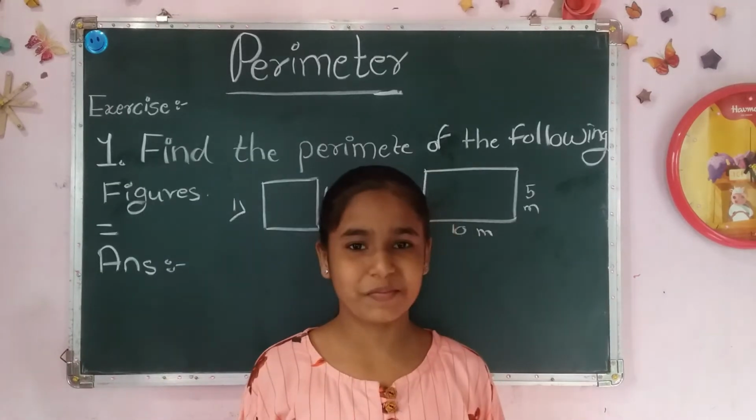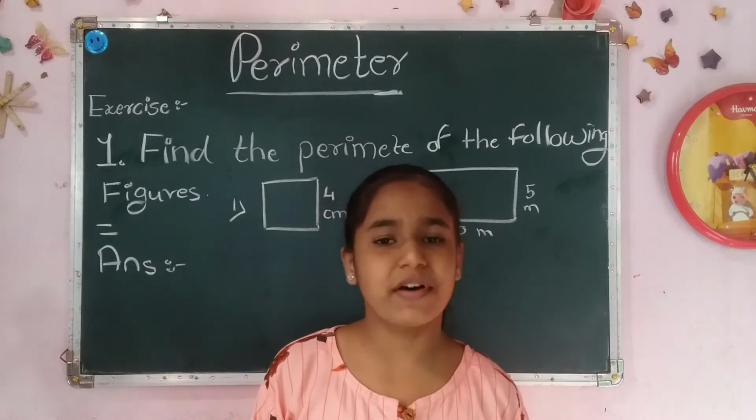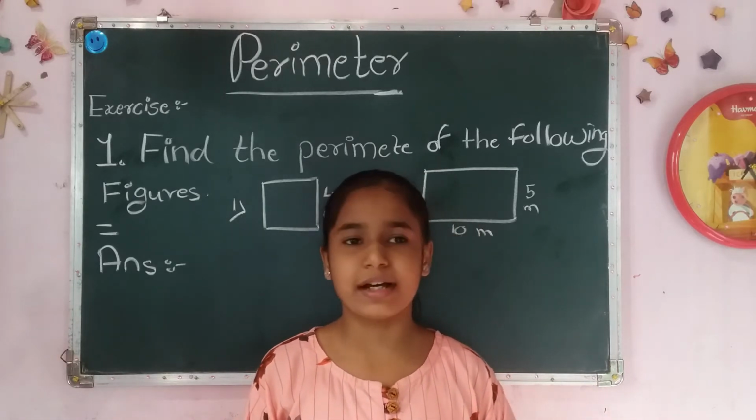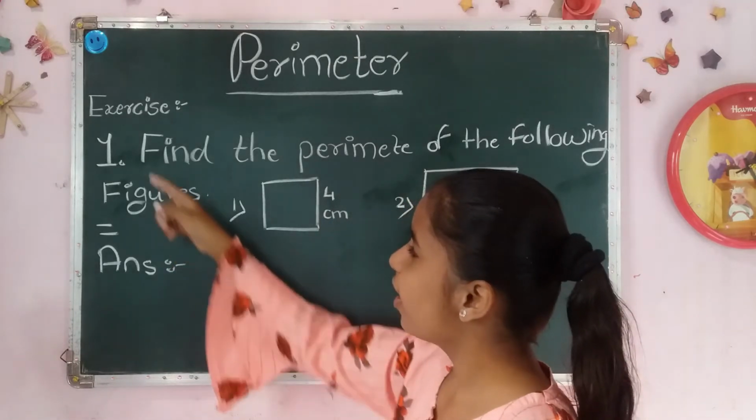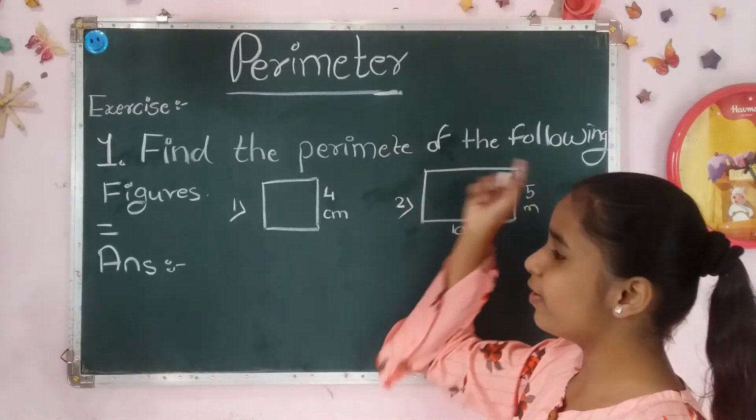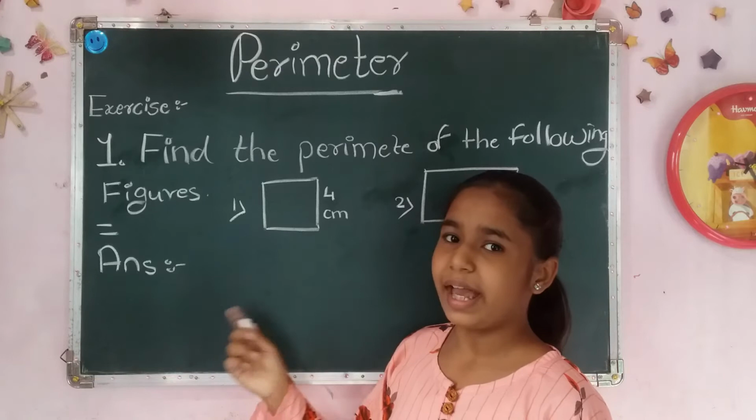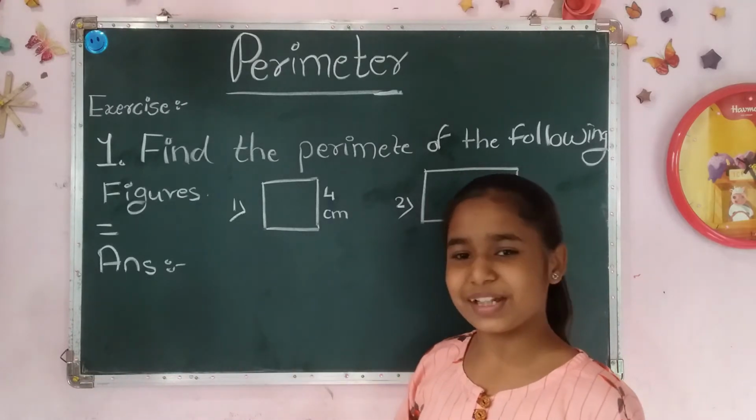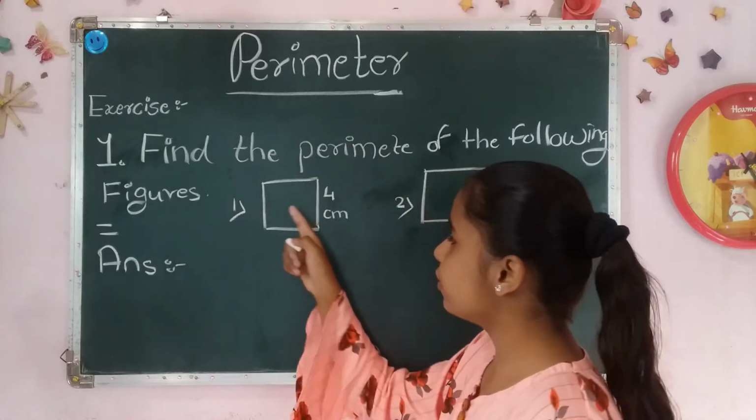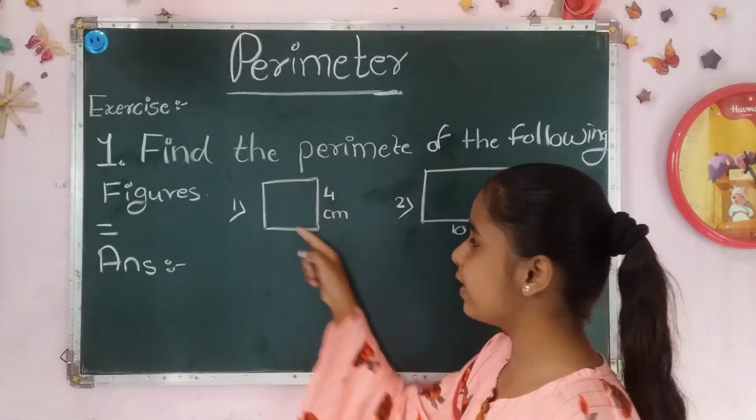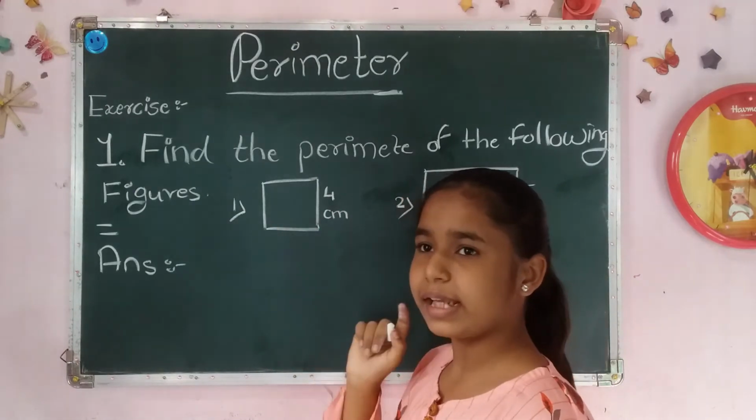Why do we take exercises? We take exercises to practice what we have learned in our video. The first question is to find the perimeter of the following figures. This is so simple. You can solve it before me and write the answer in the comments. The first figure is this square. We are given only one side of this square, and the sides of a square are equal.